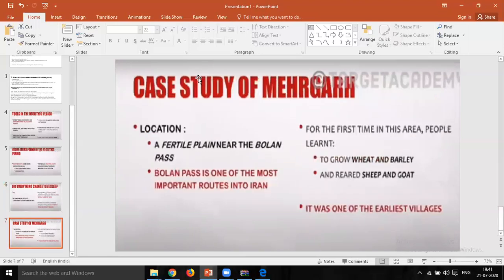And we also studied the case study of Mehrgarh, which was located after passing the Bolan Pass, one of the most important routes into Iran. In this place, for the first time in this area, people learned to grow wheat and barley, and also learned about the rearing of sheep and goat. And it was one of the earliest villages.